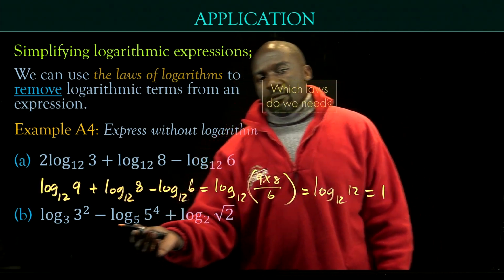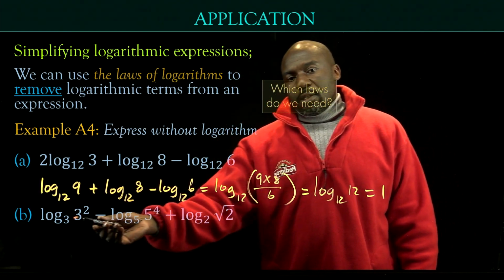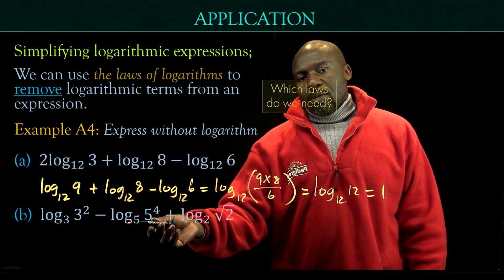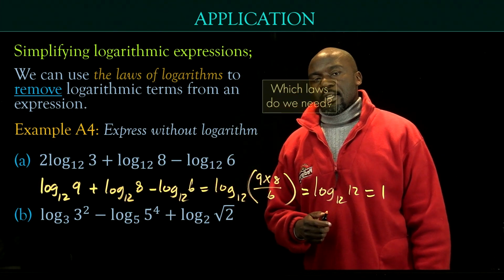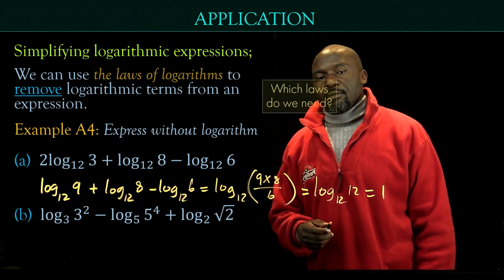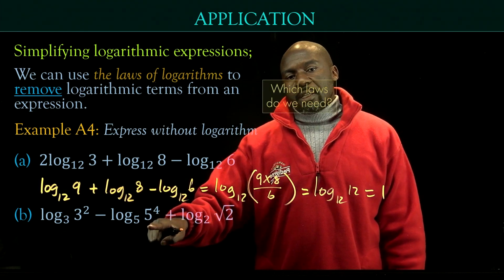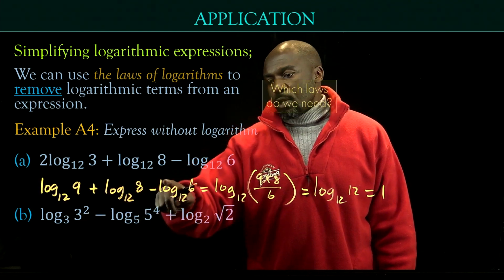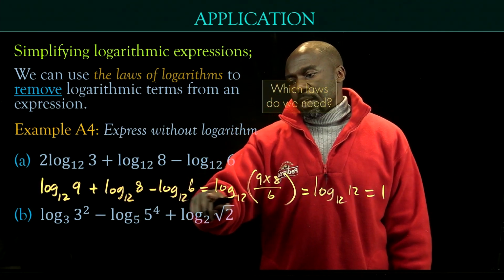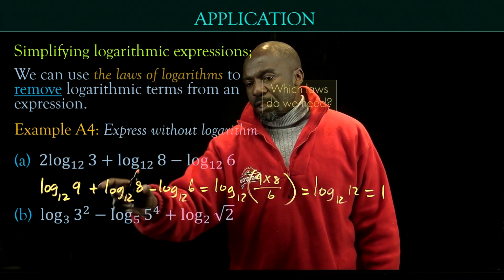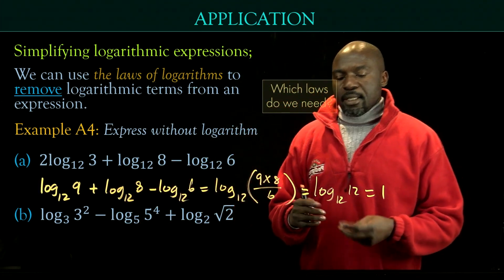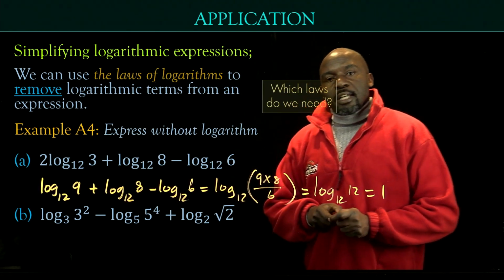Notice this is base 3, but this is base 5, and this is base 2. But that doesn't make life difficult at all. I can't add them together like this when the bases are different. It is not possible to add them. For us to add or subtract them in this form, the bases have to be the same. So in this case, we cannot.